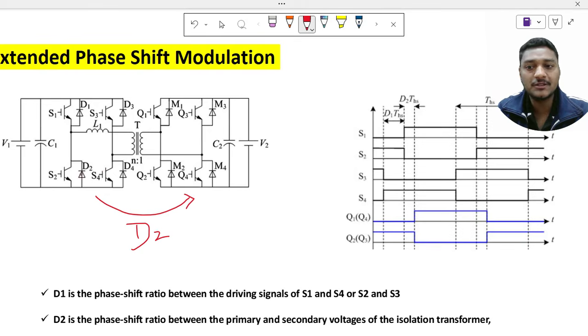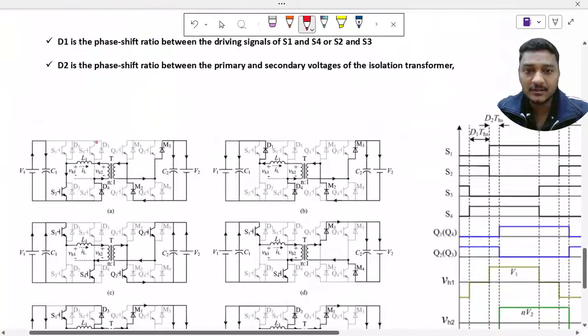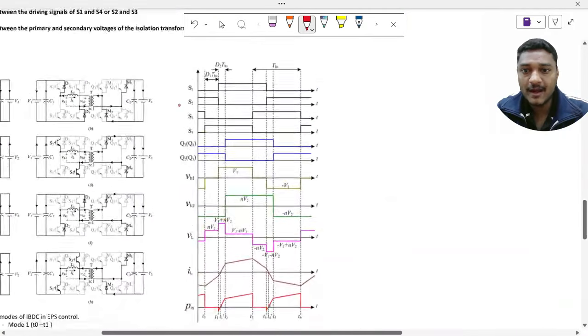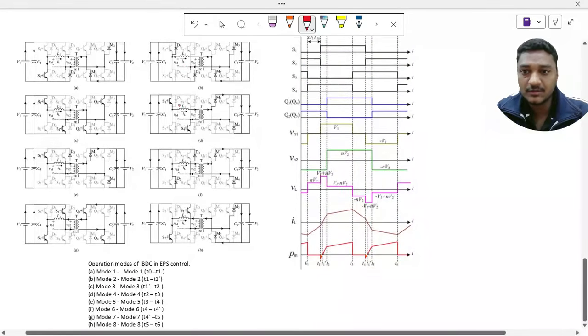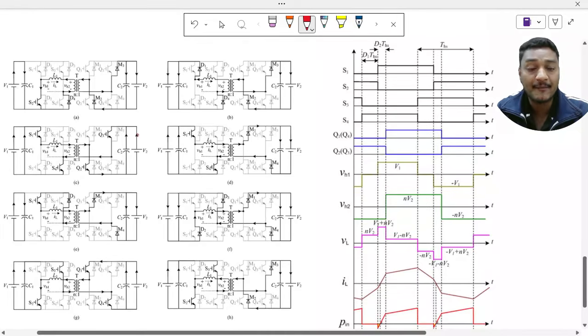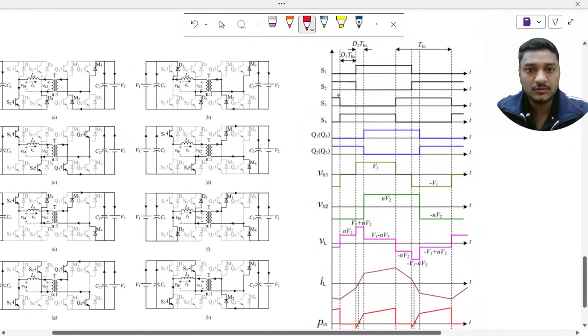Initially we have seen that these two switches are never going to be turned on at the same time, right? And these two switches. But now, because of the phase shift we have provided, between these cross diagonal switches of the bridges, this can happen. How? Just let us observe through the waveform. For your convenience, I have all the images of what will happen in which mode. Just try to observe the basic concept behind this.